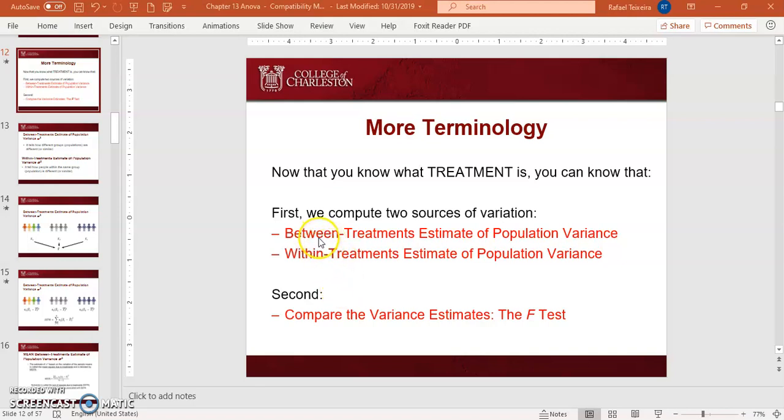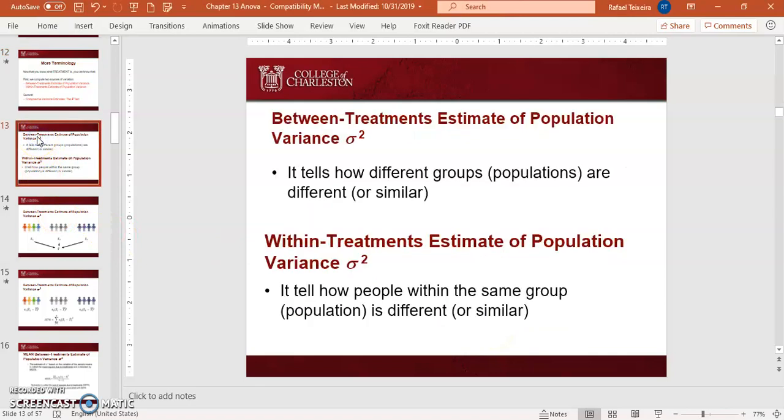Now that you know that we have different groups, we are going to have variance between the groups and variance within the groups, and we are going to compare the variance between and within the groups using the F test. Okay, so let's take a look at more information. The between treatment estimate of population variance tells how different the groups are. So this is what I told you before.